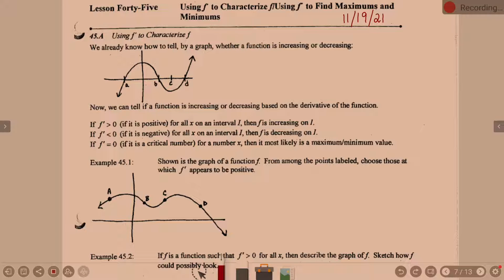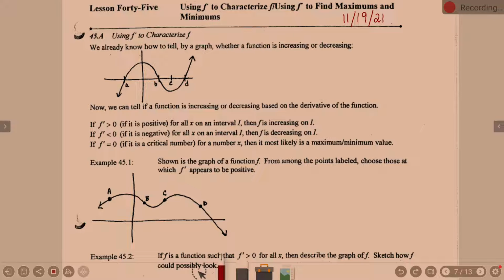So basically, a big part of calculus is that they'll give you information about the derivative and they want you to glean what the graph looks like based on what they tell you about the derivative, or maybe about the second derivative. We're just working with the first derivative today. So, as we look at A, we already know how to tell by a graph whether a function is increasing or decreasing.